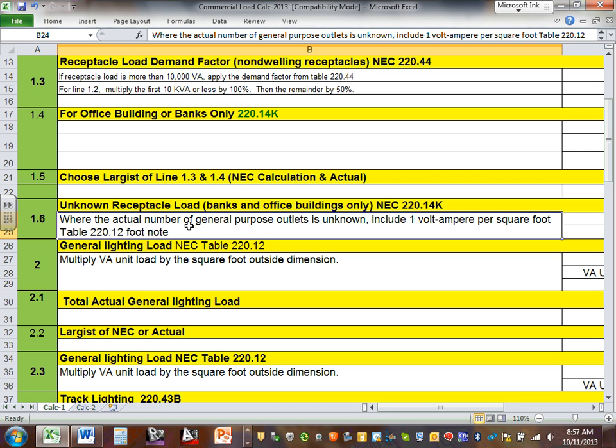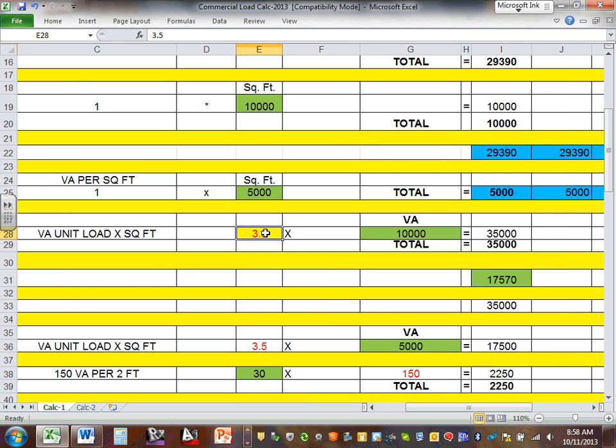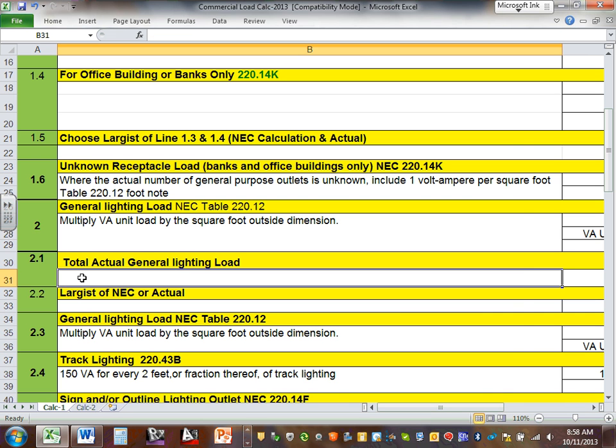Where the actual number of general purpose outlets is unknown, okay, we got the receptacle. Here you go, the general lighting. Multiply. So here's what we did. We took the 3.5. Everybody knows where the 3.5 came from in the code. Multiply it by the 10,000 square foot building, and that gets you 35K, 35,000 volt amp for lights. Okay, that's easy.